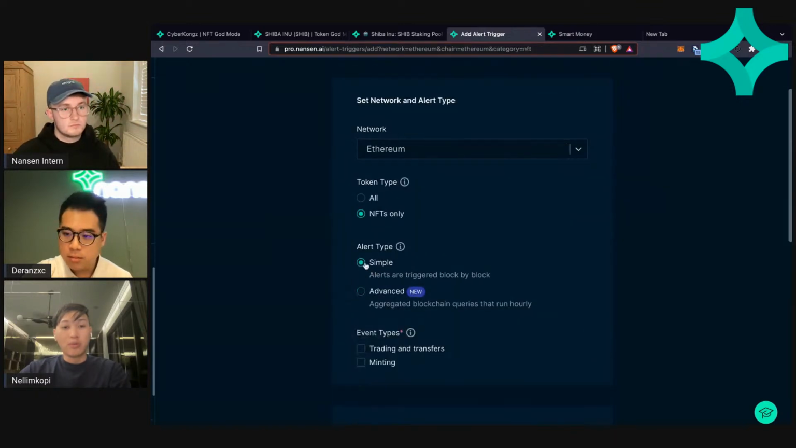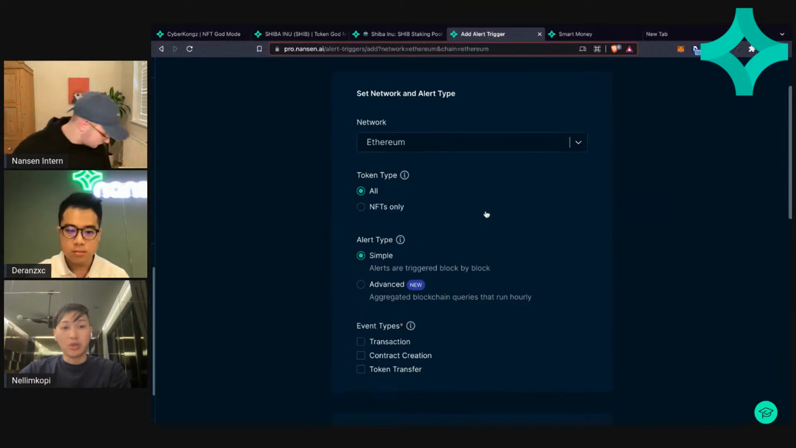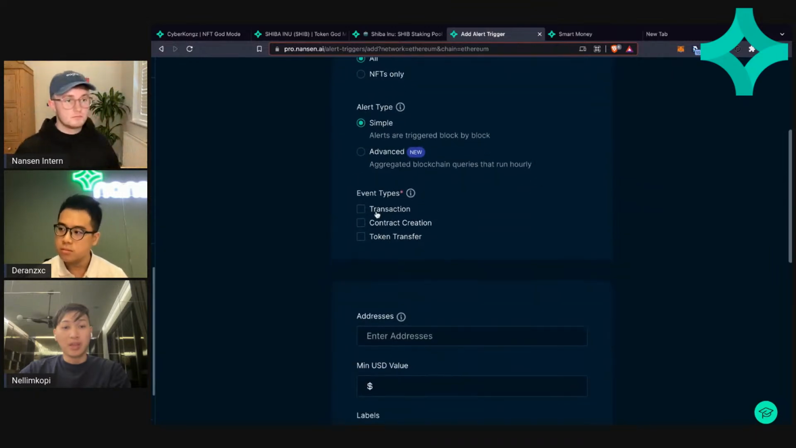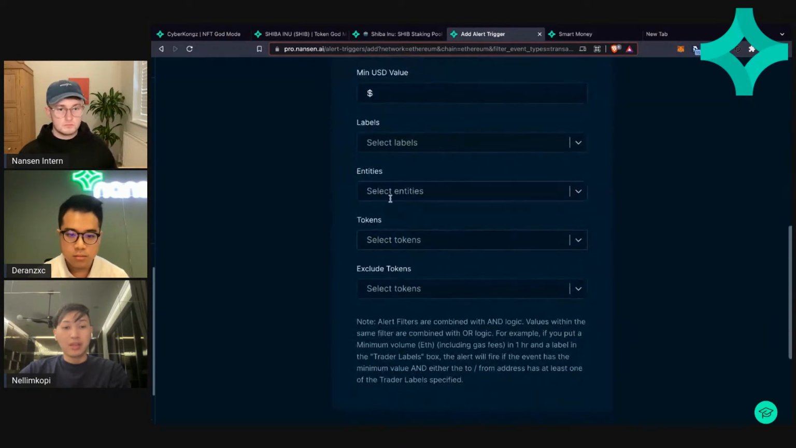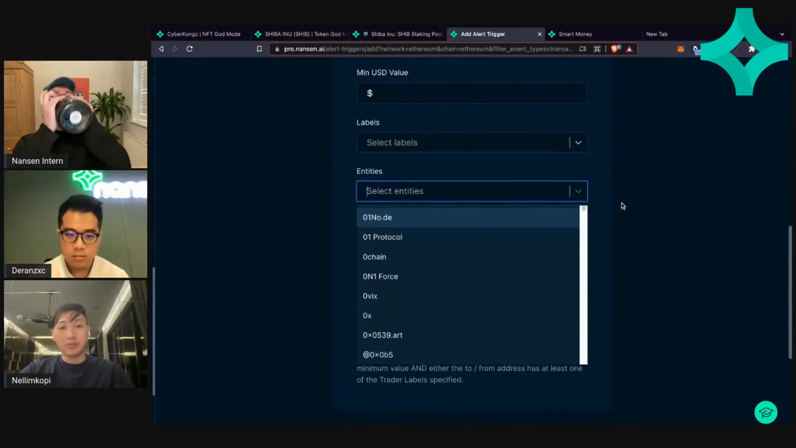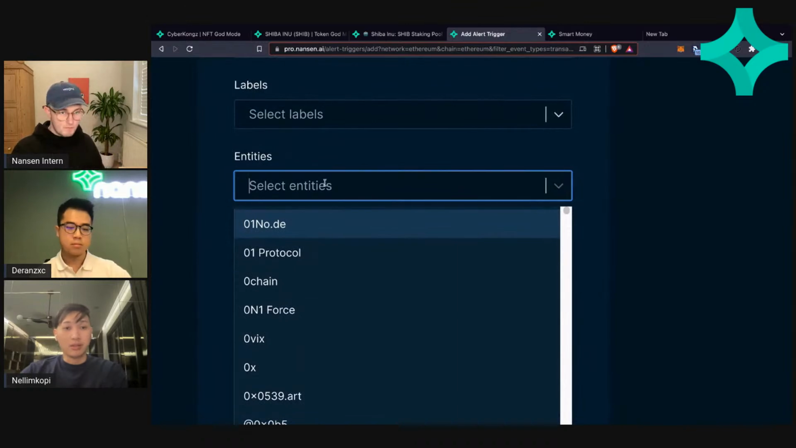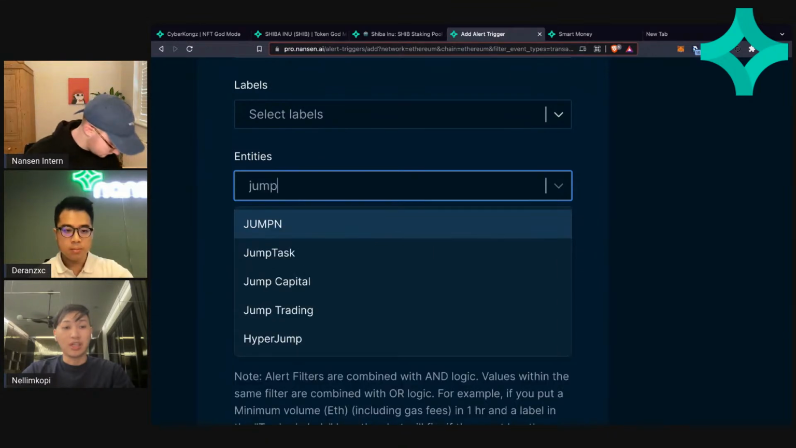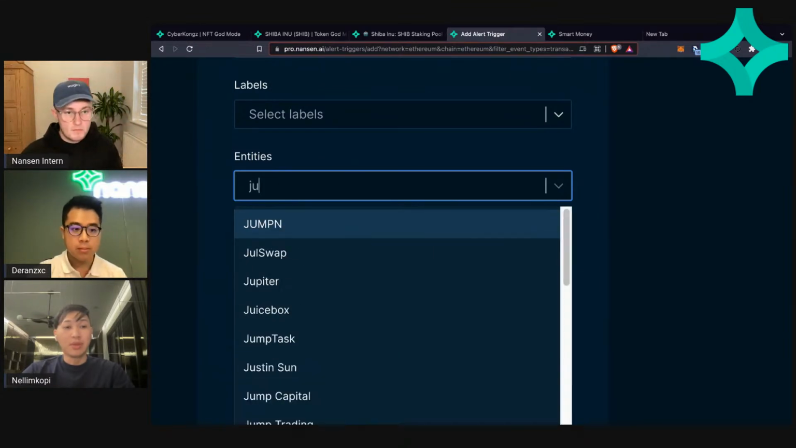So if I go back to the alert type simple, right? And I select token type all, which pretty much covers your ERC20 tokens as well as your NFTs. I'll select the event type as transaction token transfer. Under the entities, earlier Alex mentioned Jump, right? So you can either search entities by their name. For example, if I want to look at Jump, I can just search Jump, right?